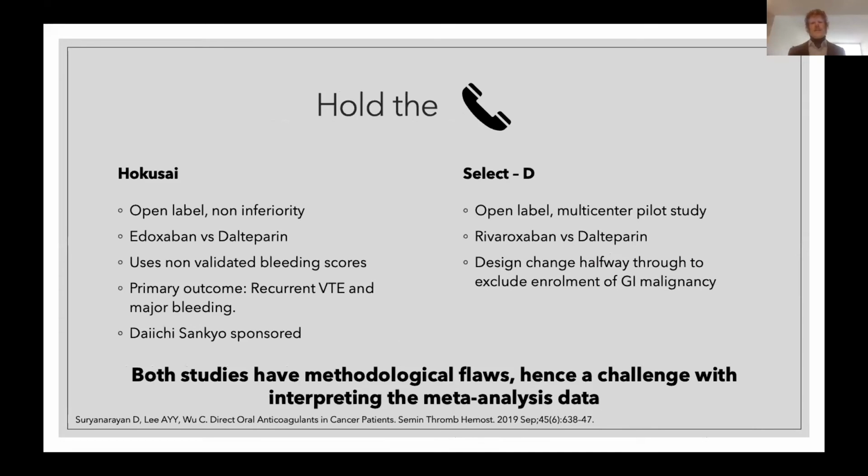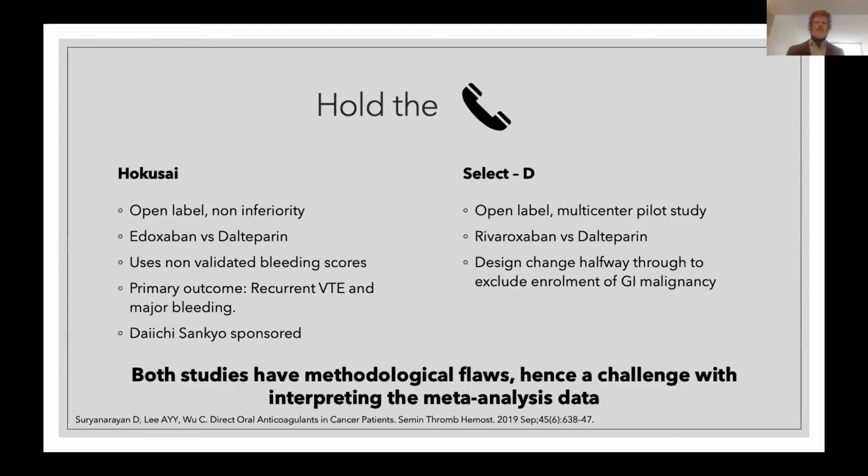So the 2 studies, Hokusai was edoxaban versus dalteparin. It was an open label non-inferiority trial, and it was industry sponsored. And they used kind of these weird non-validated bleeding scores. The SELECT-D trial was an open label pilot study, and they changed the design of the study halfway through to exclude the enrollment of GI malignancies, which probably decreased their rates of major bleeding, and hence the challenges in interpreting the meta-analysis data. However, despite that, edoxaban and rivaroxaban have come on to, for instance, the European Society of Cardiology guidelines as reasonable treatment options for VTE and PE in cancer patients.